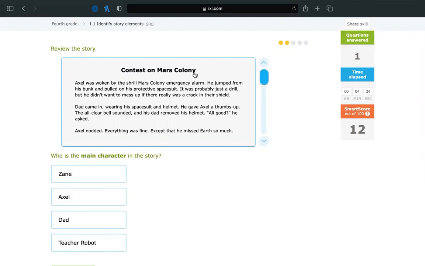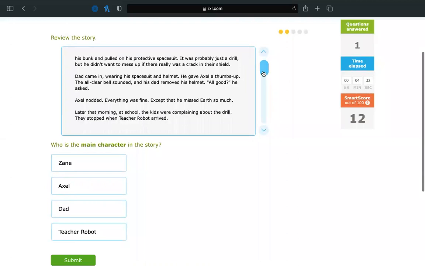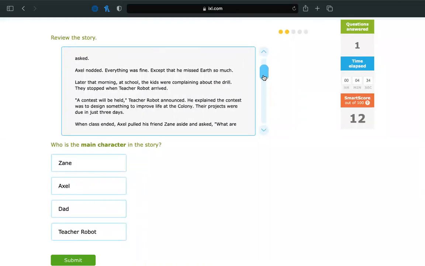In this case, the story is about Axel and how Axel is trying to create a project for this contest that they're having. So then in this case, because Axel is the one who's doing the project and he's going through the troubles and he's figuring out what he's going to do for his project, the main character is Axel.